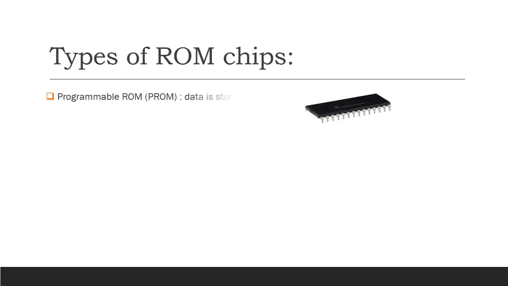Now we will see the different types of ROM chips. First one is PROM, Programmable Read-Only Memory. That is, here the data is stored permanently. The microcode instructions are stored in PROM.